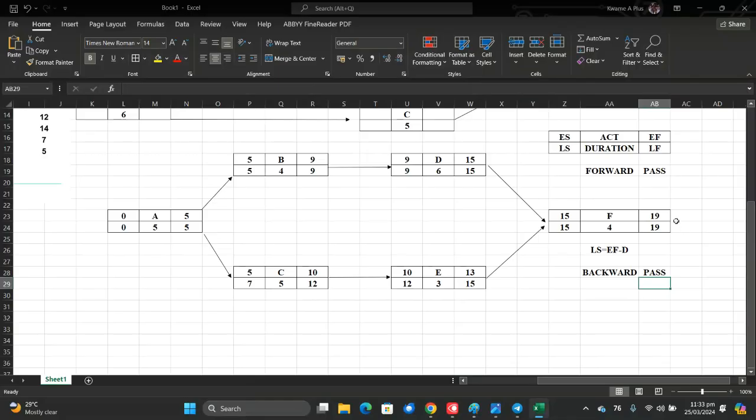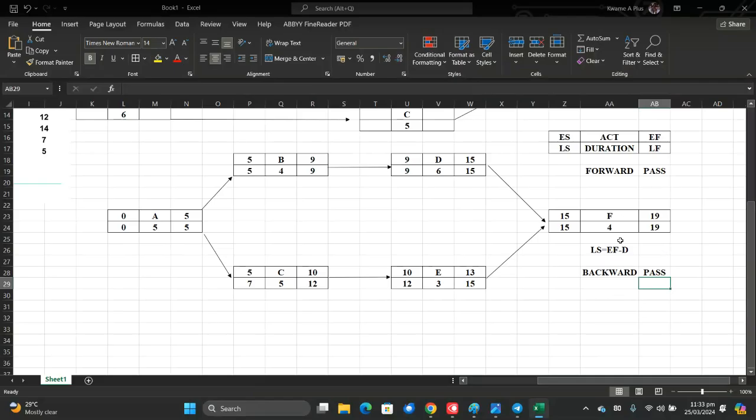Backward pass: the latest finish is the same as the earliest finish. And then to find the latest start, subtract: latest finish minus the duration. You get this. And then the latest start is equal to the latest finish of the previous activity. That is what you have to know.